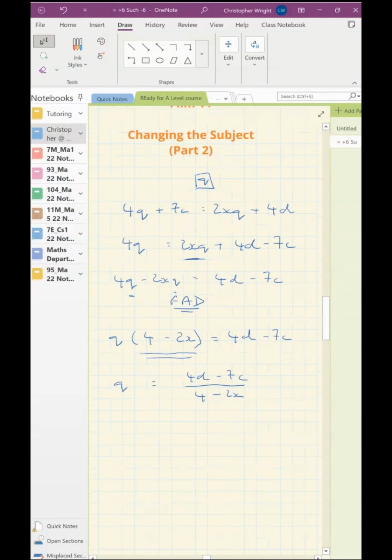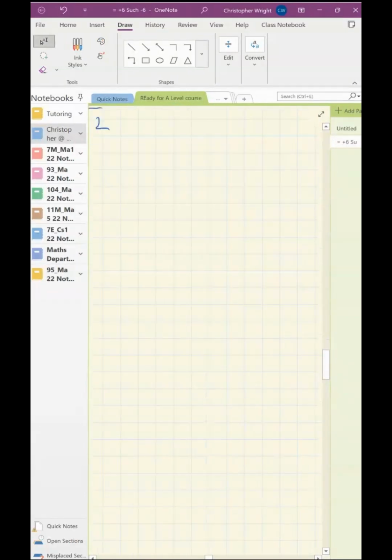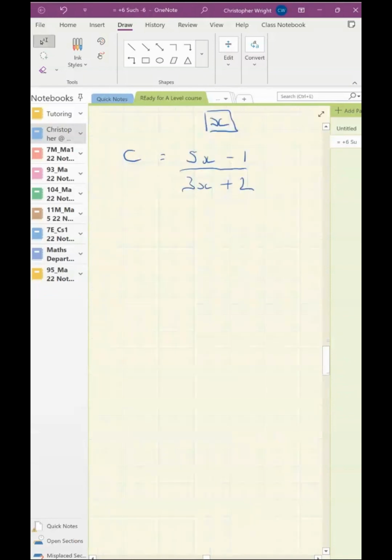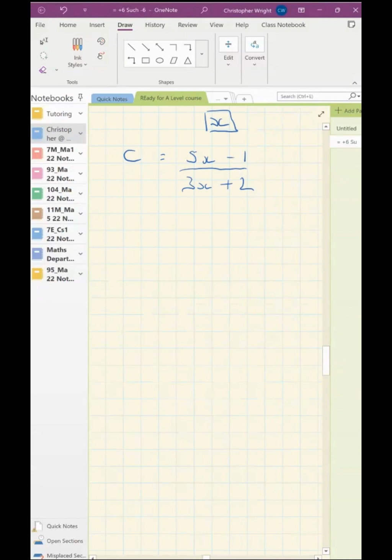Let's have a look at one more example. In this one we need to make x the subject. The first thing I'm going to need to do is to multiply both sides by 3x plus 2 in order to remove that fraction. So I'm going to end up with c lots of 3x plus 2 on the left, 5x minus 1 on the right. Right, okay, I'll multiply out this bracket and keep the right-hand side as it was.